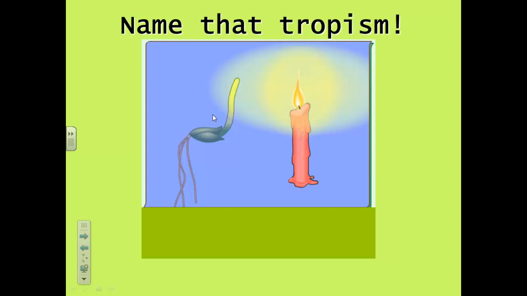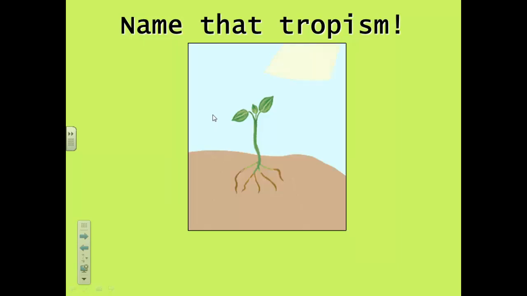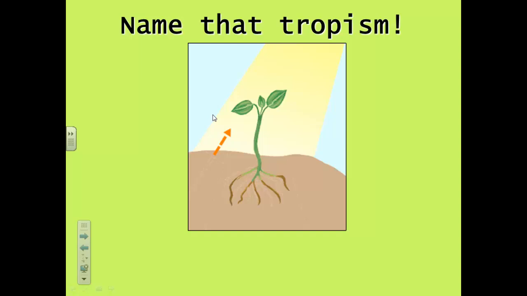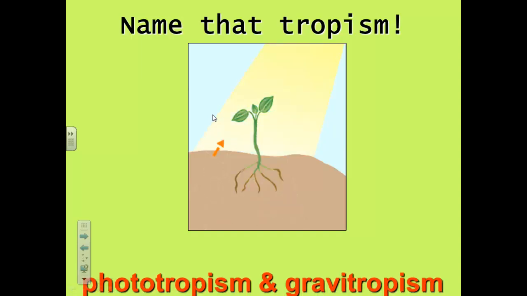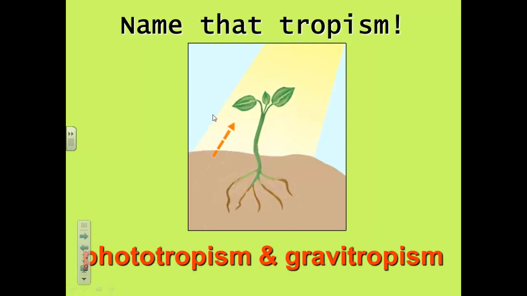Take your guess. If you guessed phototropism again, you were correct. The plant is growing towards the candle burning, or the source of light. This one is going to trick you. If you guessed both gravitropism and phototropism, you were correct. The plant is growing upward against gravity and toward the source of light, while the roots are growing with the pull of gravity downward.